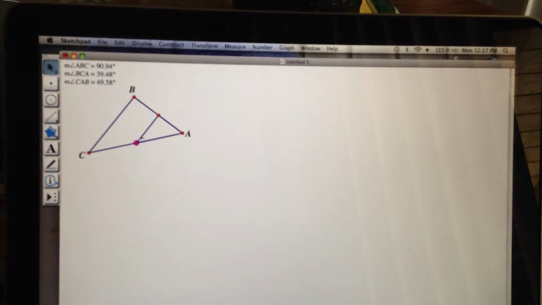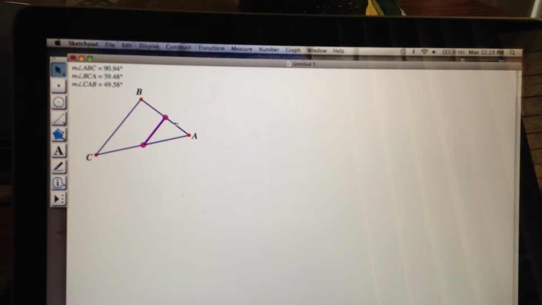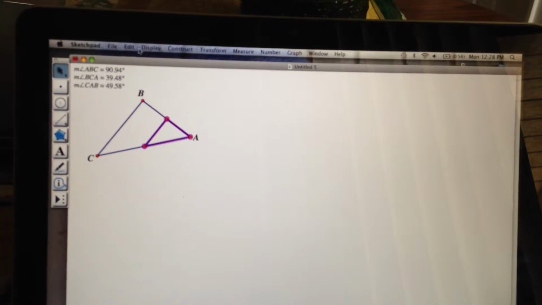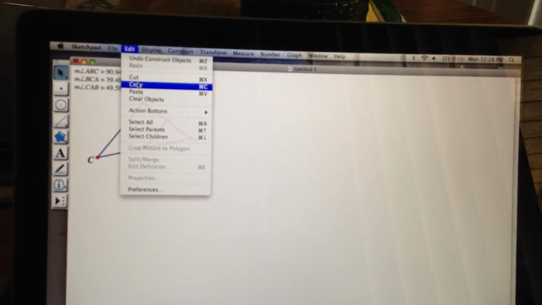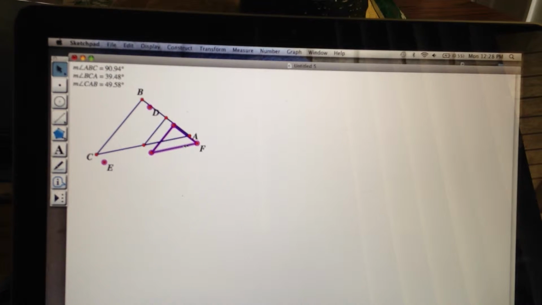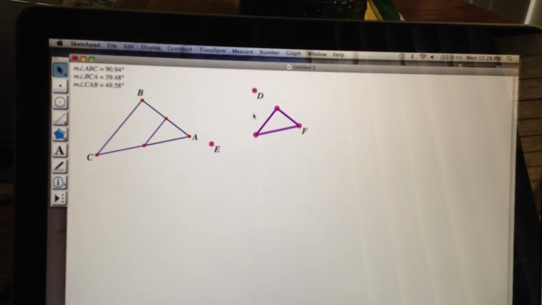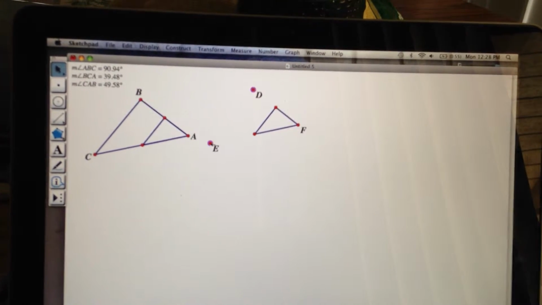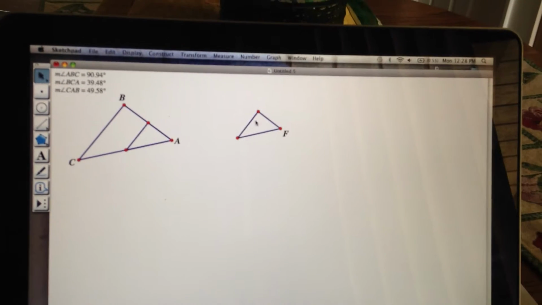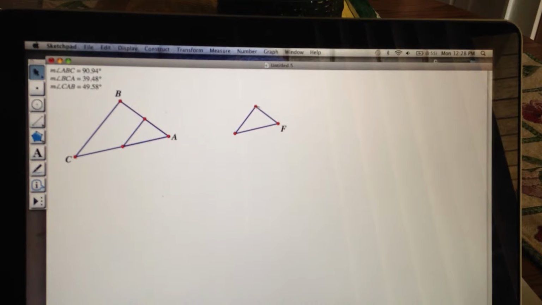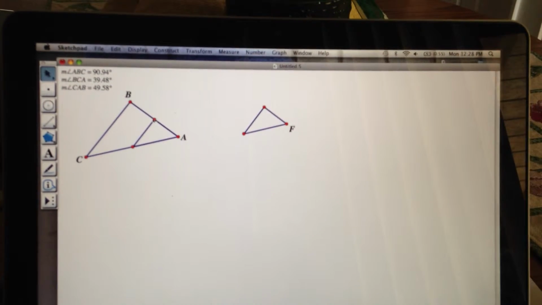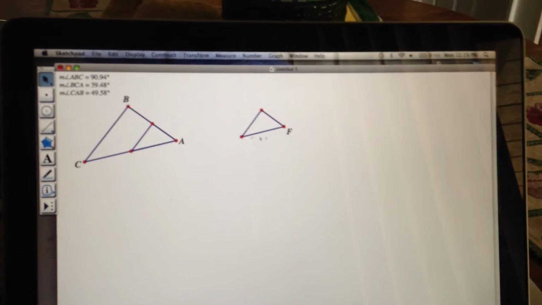But to make it easier to see, I'm going to copy this triangle and paste it right over here. Oops, I don't want these points though. Hide those points. Okay, so here's this triangle, which is the same as this one right here, which is just a smaller version of triangle ABC.